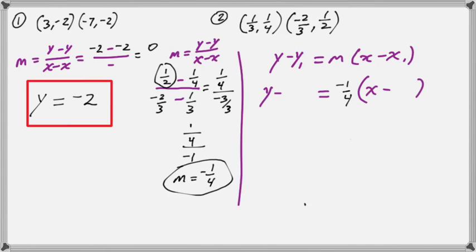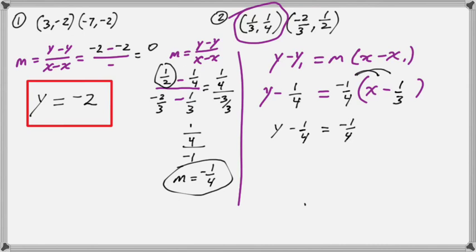So, I don't care. This one has no negatives. Why don't we use that one? The y value there is 1/4. The x value is 1/3. You could use either of the original points and you should end up with the same answer. I'll ask you to put it in slope-intercept, so we're going to distribute.